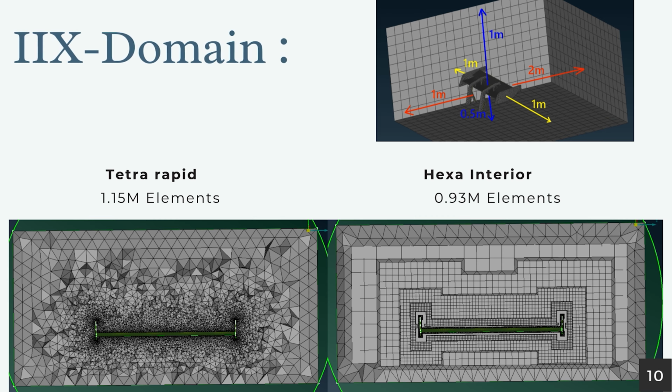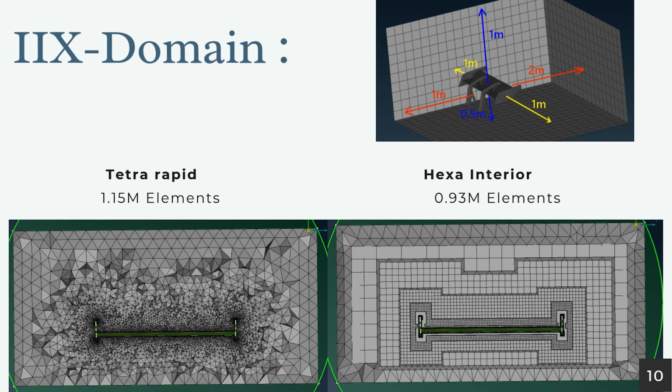We took 1 meter to the right of the model, 1 meter to the left, 1 to the front, 2 meters behind it in order to capture the turbulences, as well as 1 meter above and half a meter below. This will allow us to put our wing in an environment where we consider that outside of the environment the air is unaffected by the presence of the rear wing.